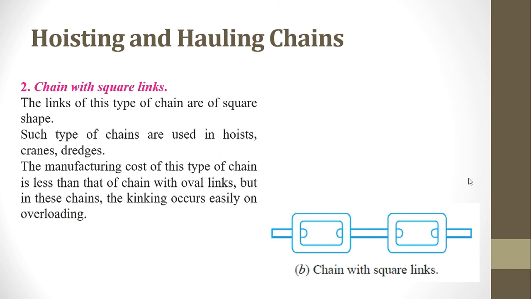It has specific applications like the previous one, in hoists, cranes and bridges. These three or four are common applications where you will see it. And this is a more power-transmitting chain as compared to the previous one, but the problem is that if it goes through a certain overloading, it will suddenly break. The breakage will be in the form of specific kinking.